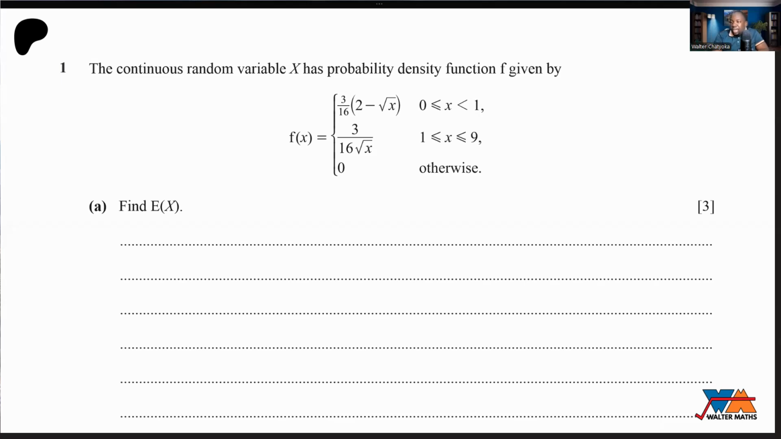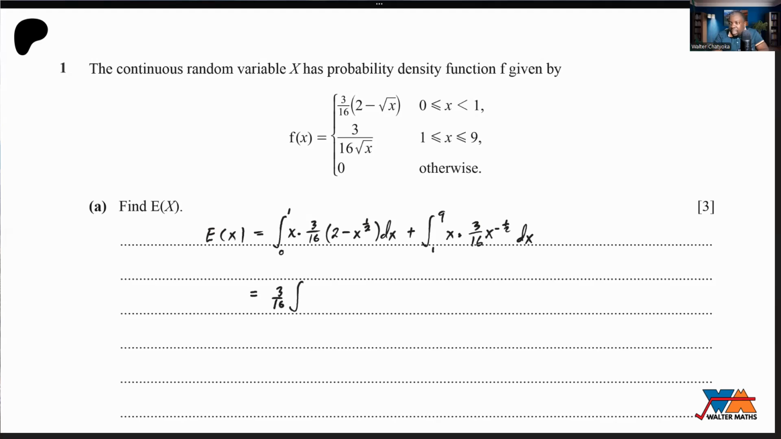For the expectation, E of x is equal to the integral from 0 up to 1 of x times 3/16 of 2 minus root x, where root x is x to the power of a half, with respect to x, plus the integral from 1 up to 9 of x times 3/16 over root x, which is x to the power of negative a half, with respect to x.